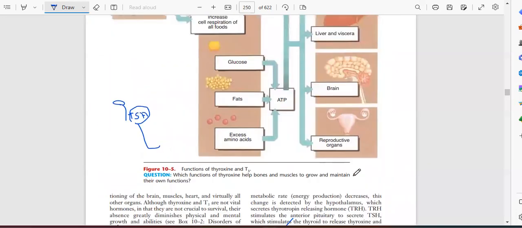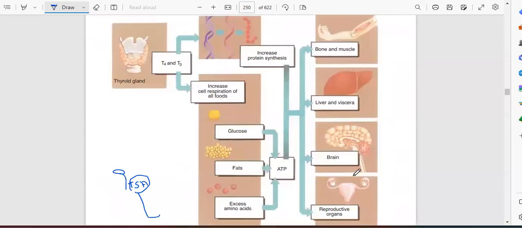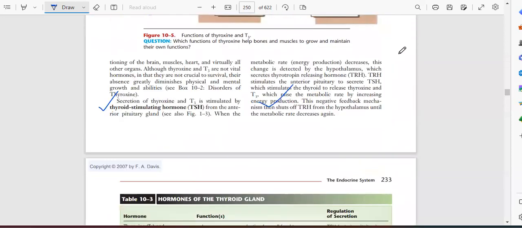So basically, how does it work? Basically, we have the hypothalamus, the pituitary gland, and the thyroid gland. If the metabolic rate decreases, it means the energy production is decreased. The receptors are traveling in the blood and they will detect it. So here the metabolic rate is decreased.